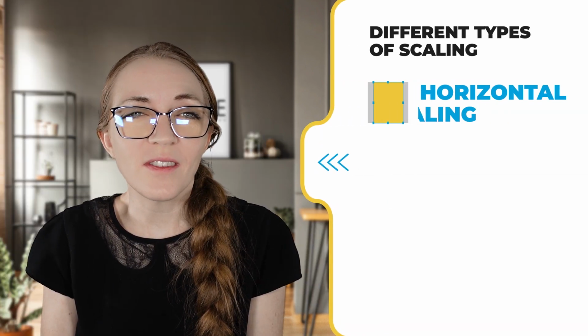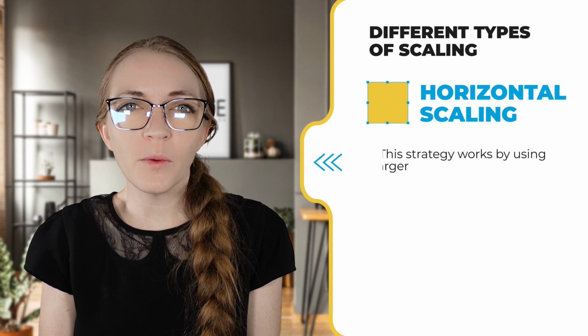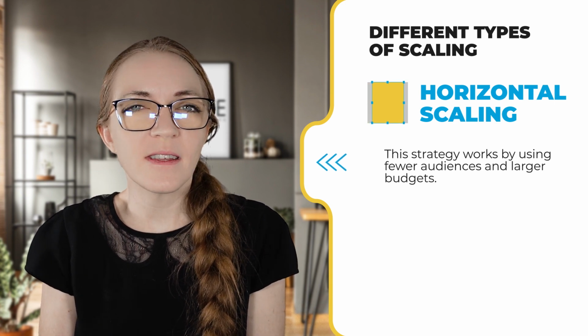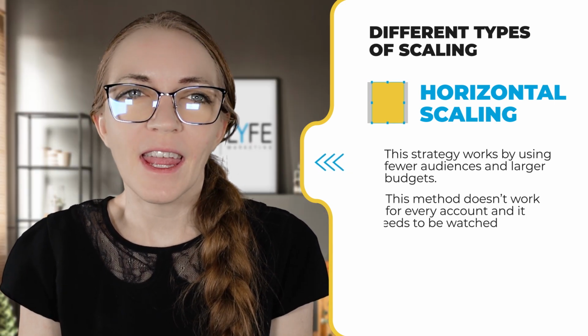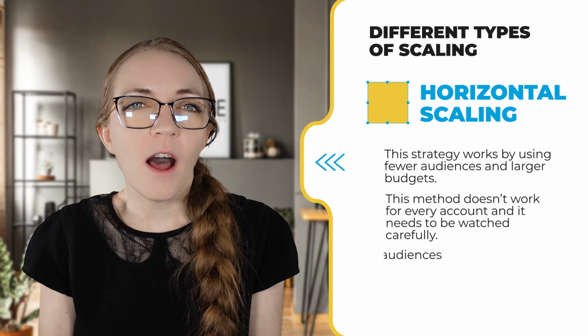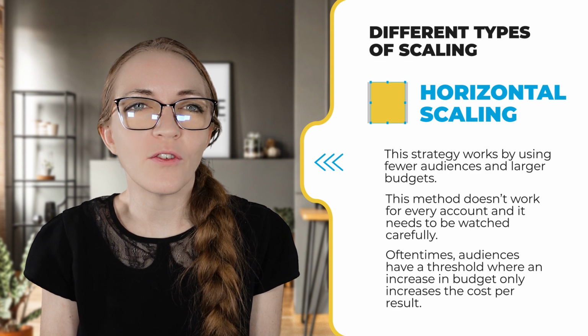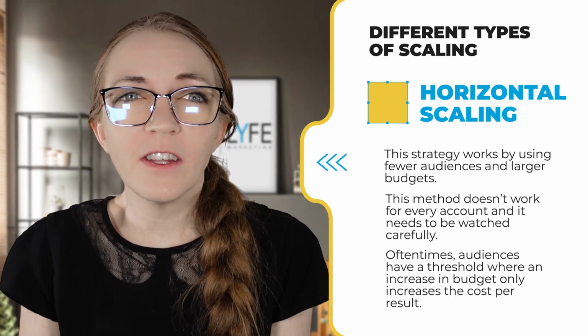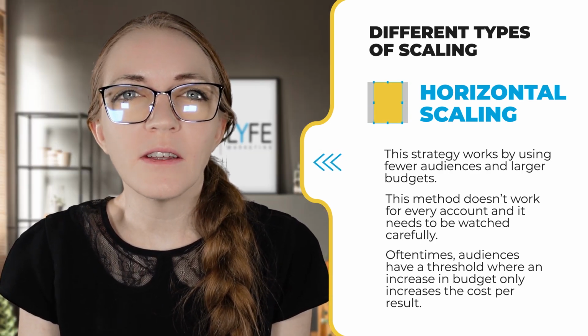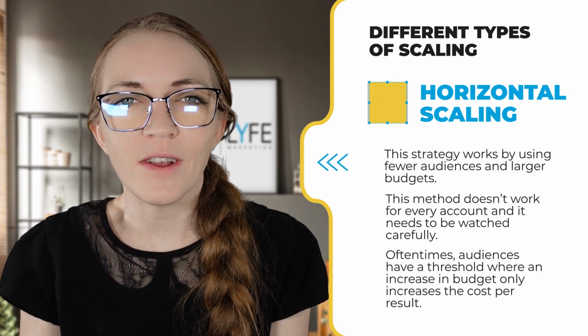Then there's horizontal scaling. This strategy works by using fewer audiences and larger budgets. This method doesn't work for every ad account and it needs to be watched carefully. Oftentimes, audiences have a threshold where an increase in budget only increases your cost per result. If you're primarily doing vertical scaling and things aren't working, try a horizontal scaling method and vice versa.